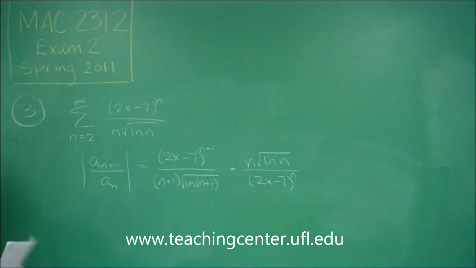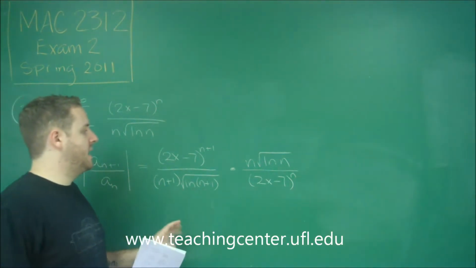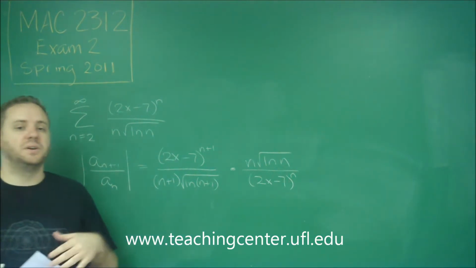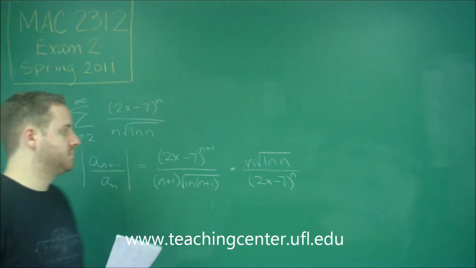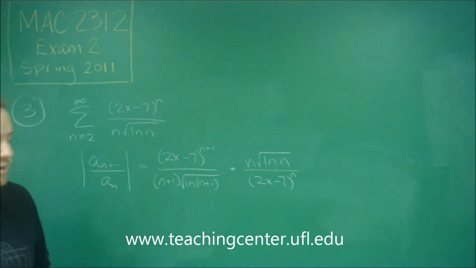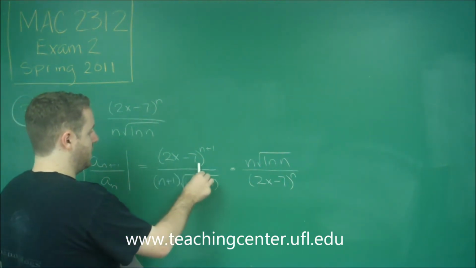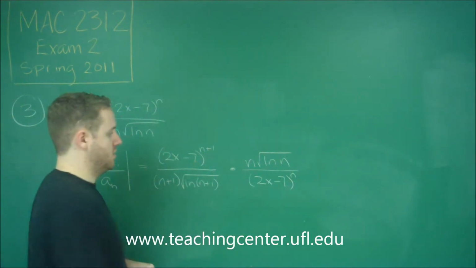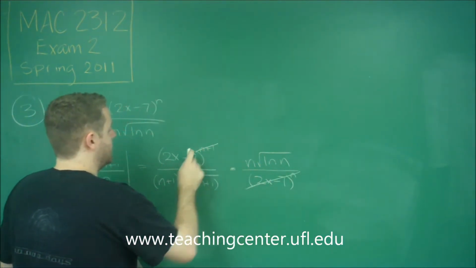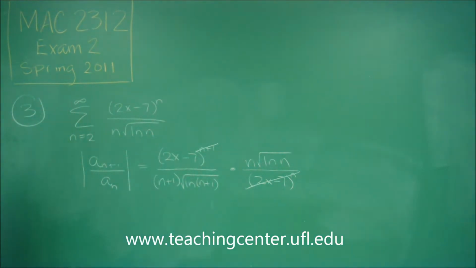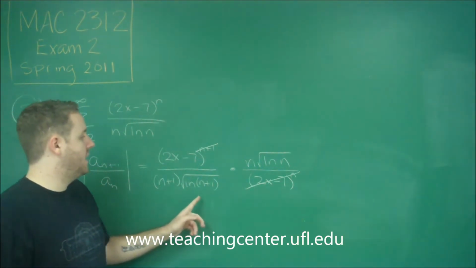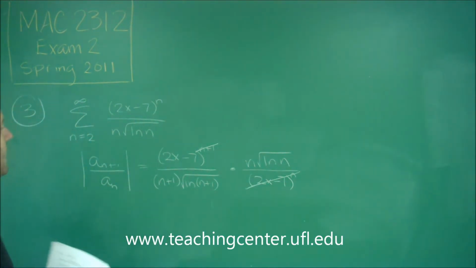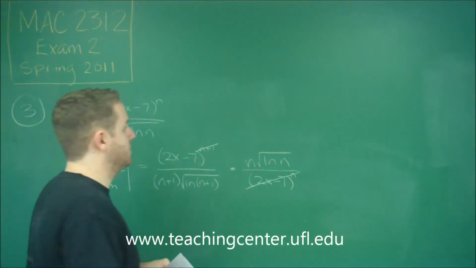So the ratio test, remember, says that if you take the limit as n goes to infinity of this product, if it's less than 1 it converges, greater than 1 diverges, if it's 1 you can't tell. So let's see what we can cancel here. We have 2x minus 7 to the n plus 1 and 2x minus 7 to the n, so this cancels out and we're just left with a 2x minus 7 on the top. n and n plus 1, ln n plus 1 and ln n do not cancel at all. So we're going to have to do a bunch of things with limits here.